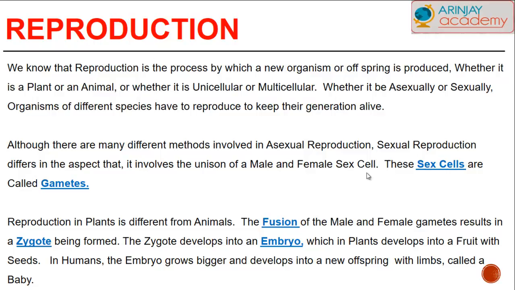When reproduction takes place, it's different in plants in comparison to animals. In plants, the fusion of the male and female gametes results in a zygote being formed. The zygote develops into an embryo, in which the plant develops into a fruit with seeds. Whereas in the case of humans, the embryo grows bigger and develops a new offspring with limbs, called a baby.